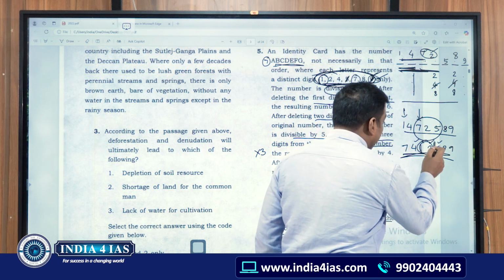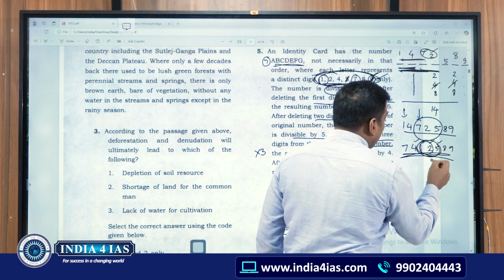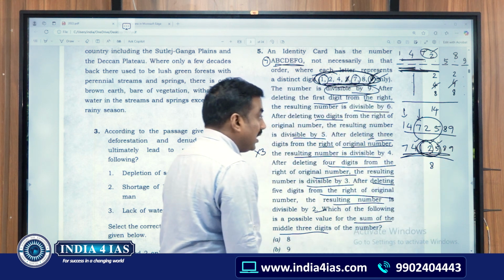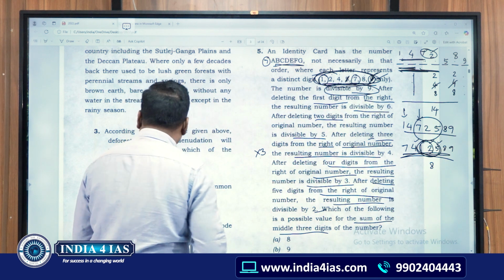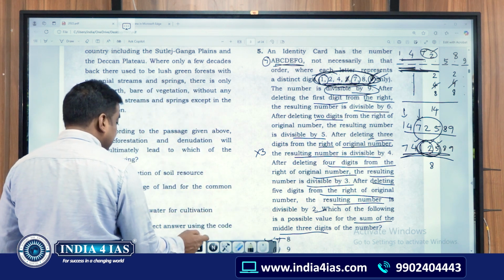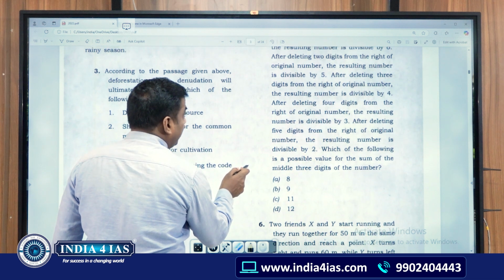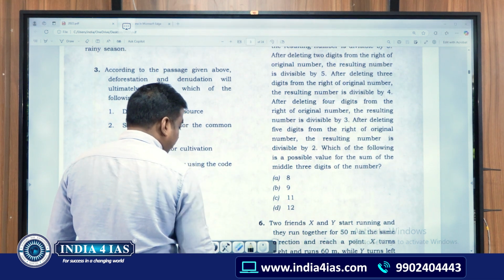Then look at the sum of these. Here 7, 2, 5 gives me 14. Here 1, 2, 5 gives me 8. In that case, there is a possibility that 8 is the answer. 8 is the answer. So this problem is very tricky, and it consumes a lot of time.